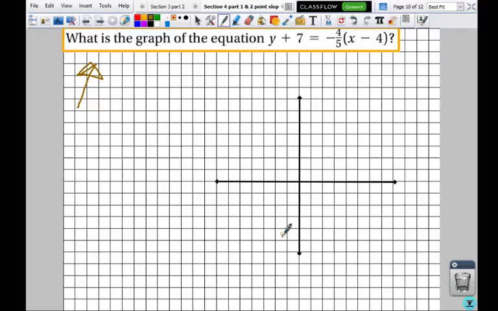So you should be graphing this on your paper, check with your partner so you can get the same answer. And then we'll have somebody do it on the board for us.